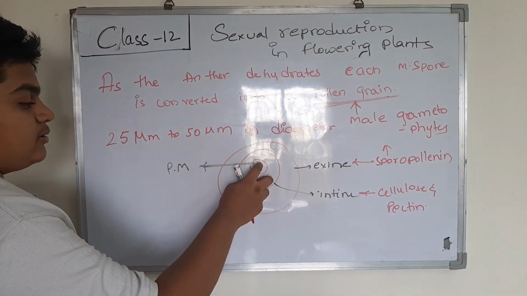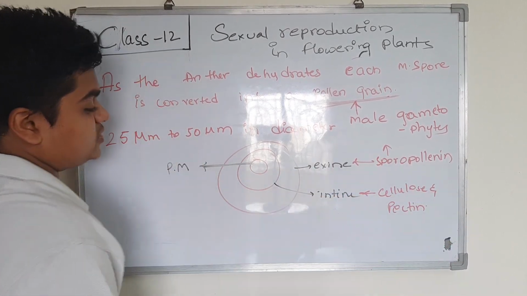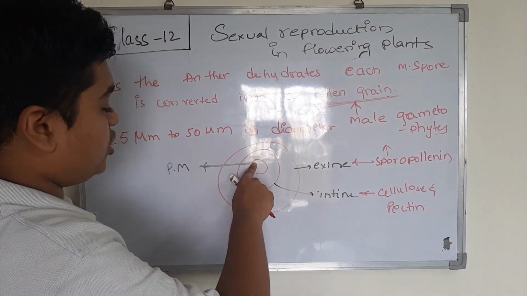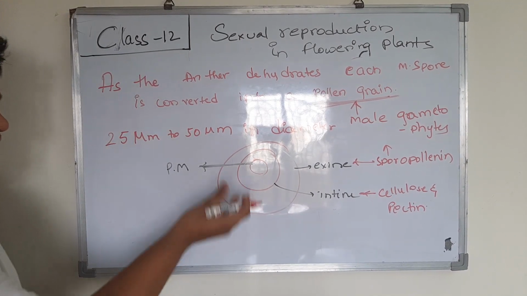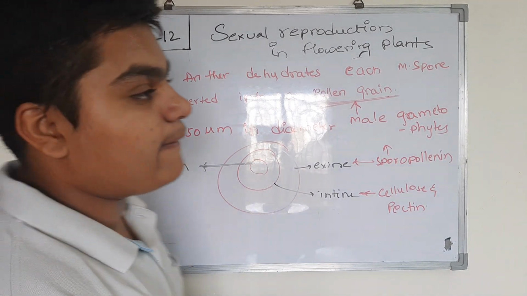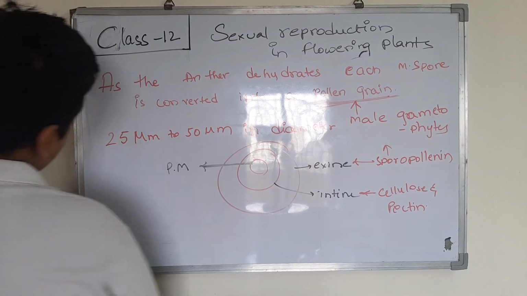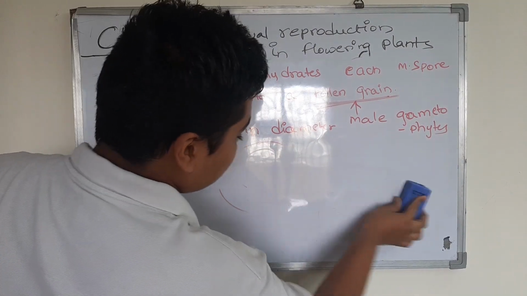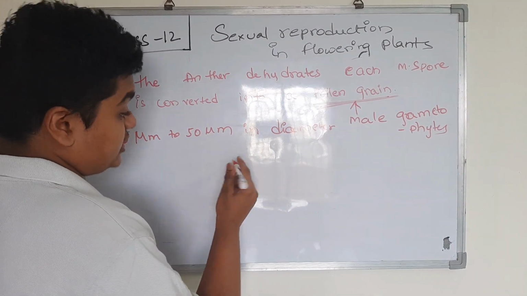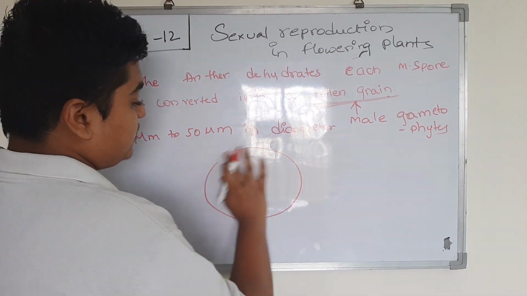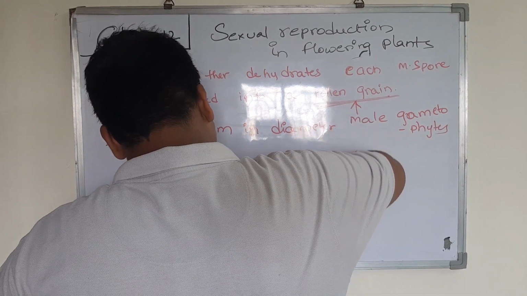Now, this is your pollen grain cytoplasm. This whole structure is called a pollen grain. And this is the cytoplasm of the pollen grain, surrounded by a plasma membrane, and inside this cytoplasm we generally find two cells. In 60% of angiosperms we find these two cells, but in the remaining angiosperms we find three cells. I will be explaining that also.